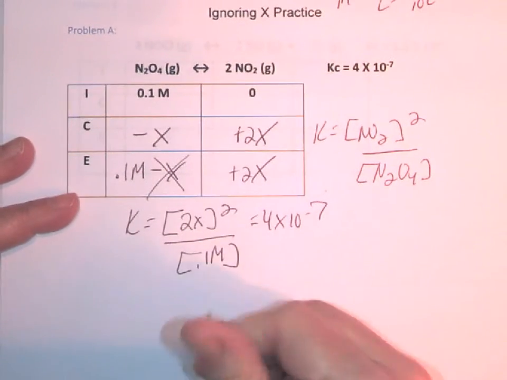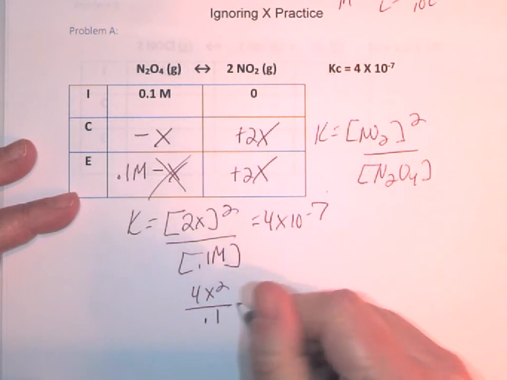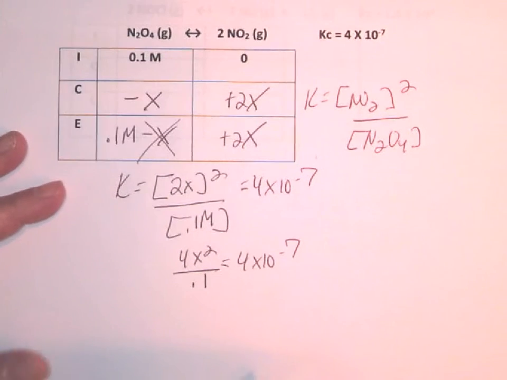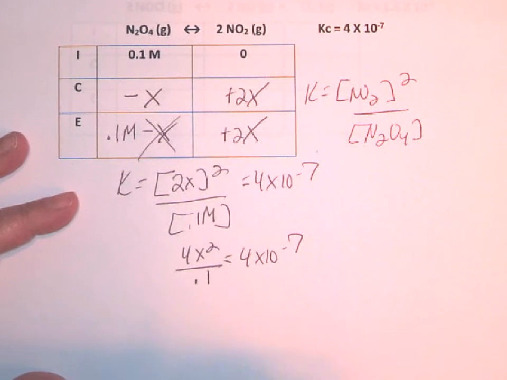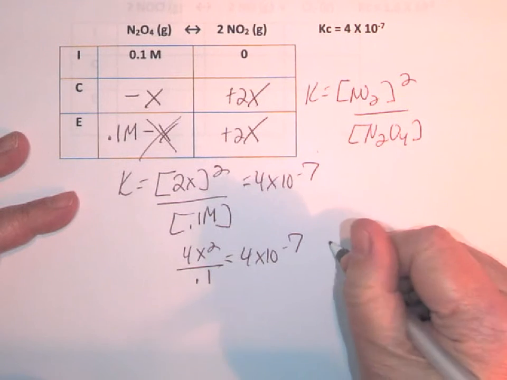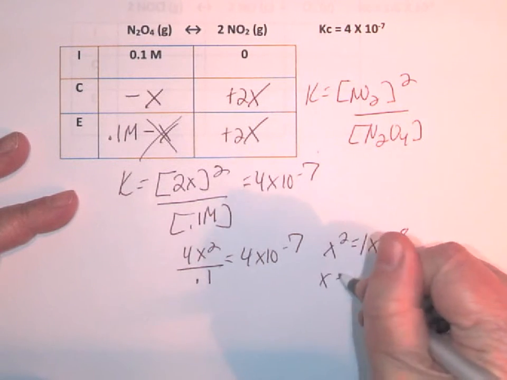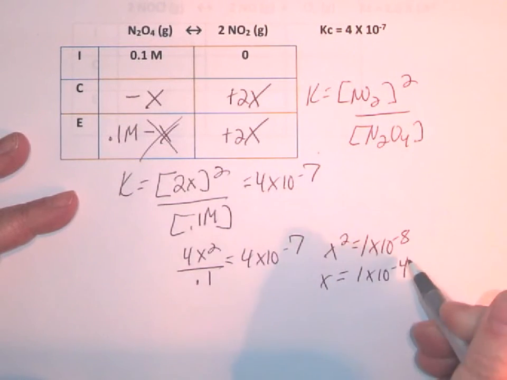Now I'm going to do the math. By doing this math, I'll have 4x squared over 0.1 is equal to 4 times 10 to the negative 7. You have all finished that to determine what the x is, so pause this and do the work on your own. You should get a value of x squared equals 1 times 10 to the negative 8, so that x is 1 times 10 to the negative 4th. That's my final value for x.